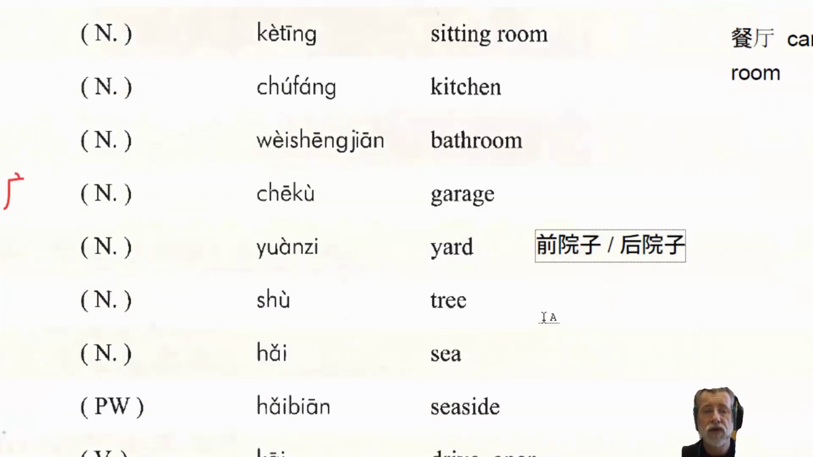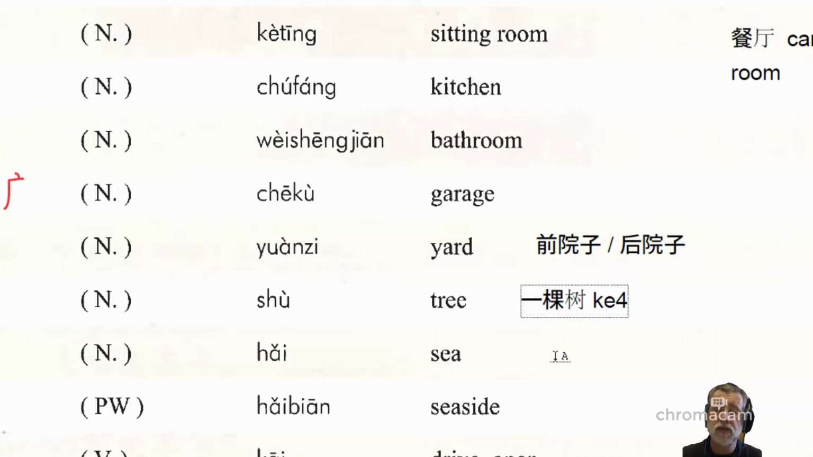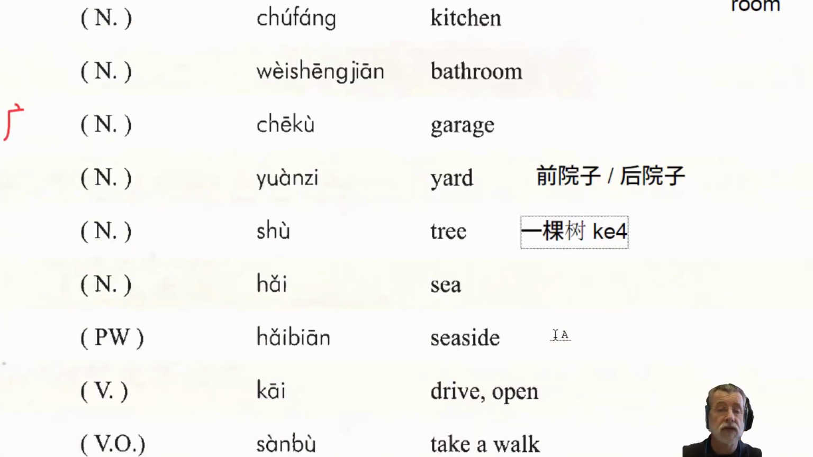The word for tree, 树. So the measure word for 树 is 棵, 一棵树. And you notice in the measure word, on the left-hand side, it has the character 木 for wood. So you can see the connection there.